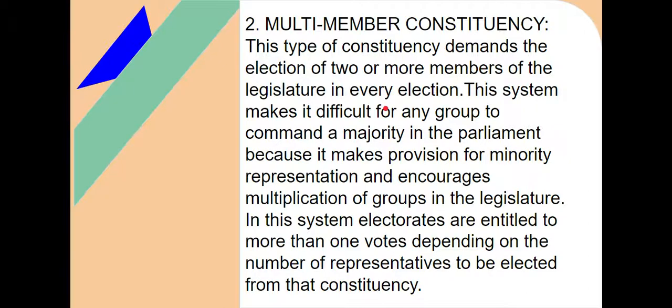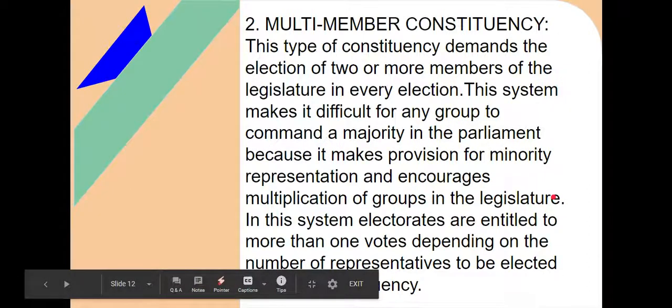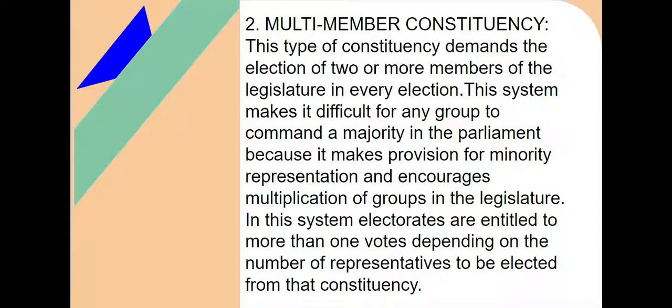This type of constituency demands the election of two or more members of the legislature in every election. Two or more members of the legislature in every election. And this system makes it difficult for any group to command a majority in the parliament because it makes provision for minority representation and encourages multiplication of groups in the legislature. You remember when we were talking about proportional representation? We said something like this. Do you want us to revisit it? You go back and study it.